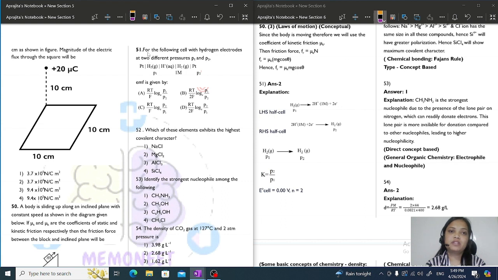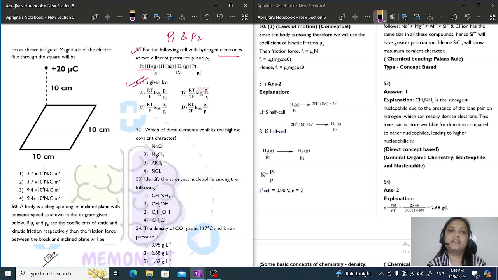So let's start with our question number 51, which is the first question of chemistry. It says for the following cell with hydrogen electrodes at two different pressures P1 and P2, the cell reaction is given to us. We need to tell what will be the EMF in this case.